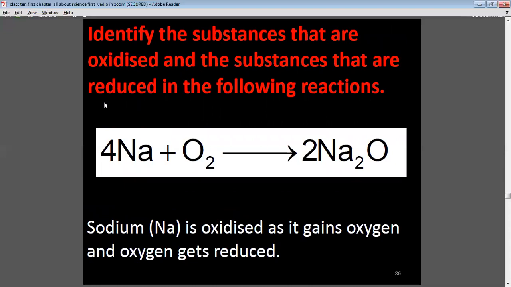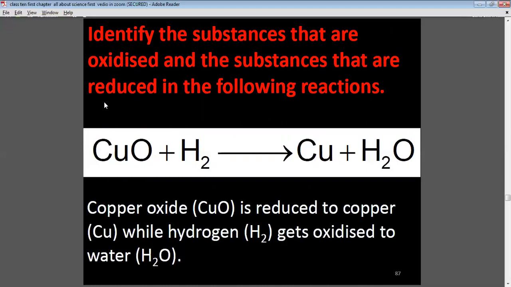Identify the substances that are oxidized and the substances that are reduced in the following reaction. Four molecules of sodium, that is Na, are oxidized as they gain oxygen, and oxygen gets reduced. For example, 4Na plus O2 gives 2Na2O.